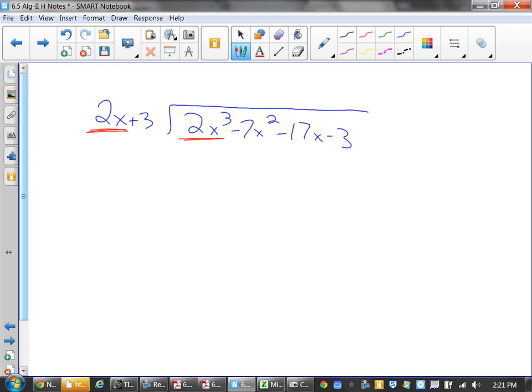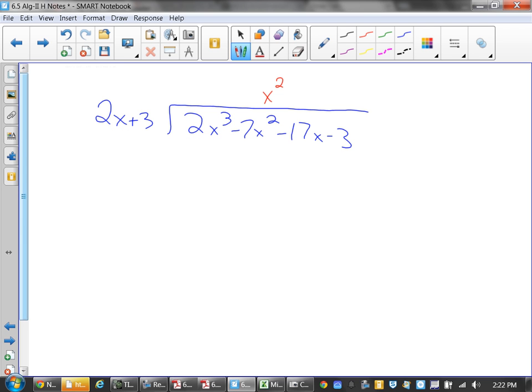X squared. Everybody agree with me? To multiply 2x by x squared, I would get 2x cubed. Where do you think the logical placement of putting the x squared would be? Under the 7x squared. Above the x squared. I'm placing it there.